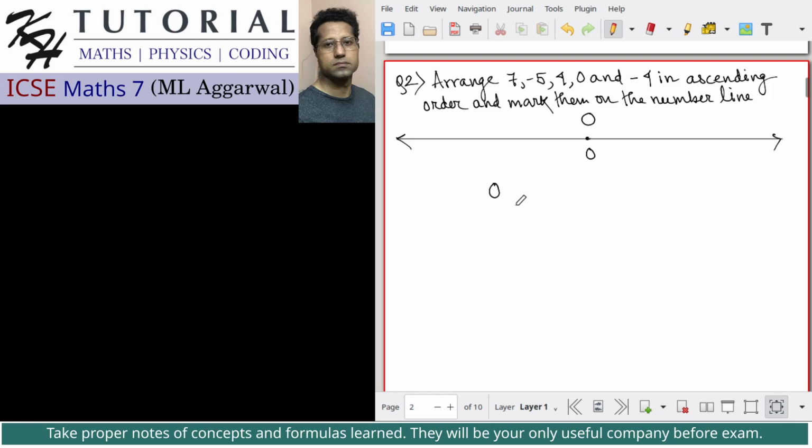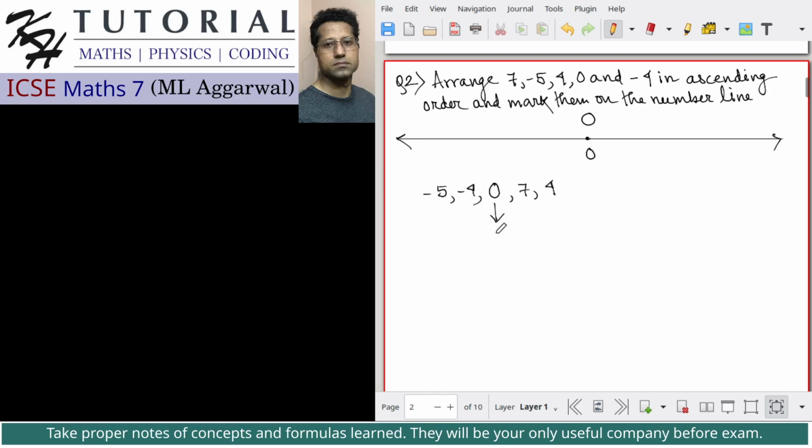Since we are arranging the integers in ascending order, to the left hand side of 0 we will write all negative integers, that is, minus 4 and minus 5. And to the right hand side we will write all the positive integers, that is, 7 and 4. Now we will arrange all the negative integers, that is minus 5 and minus 4, in ascending order, and they are already in ascending order.